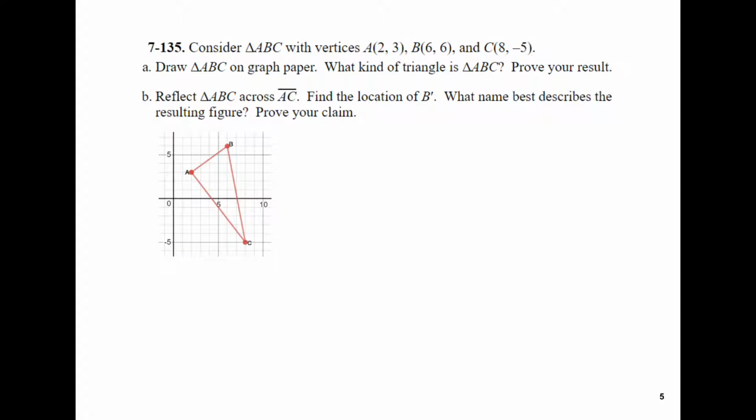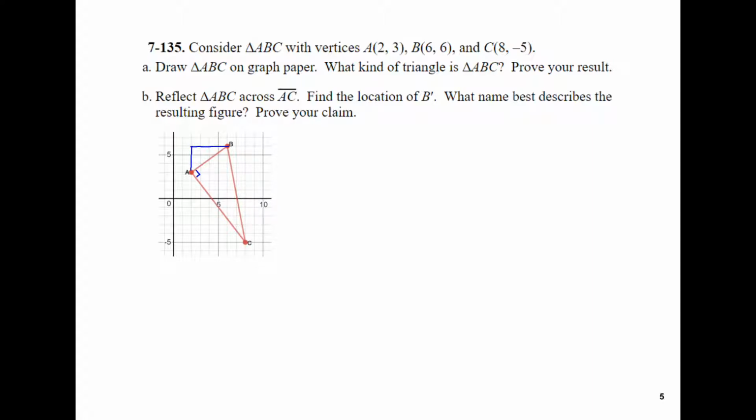Consider triangle ABC with the vertices at the following points. Draw a triangle ABC on graph paper. What kind of triangle is ABC? Prove your results. So looking at this triangle, I think that it looks like a right triangle, but in order to prove that, I want to look at my slopes.